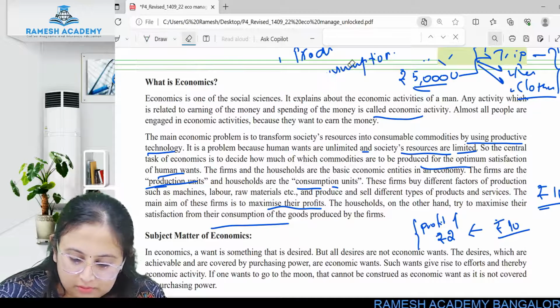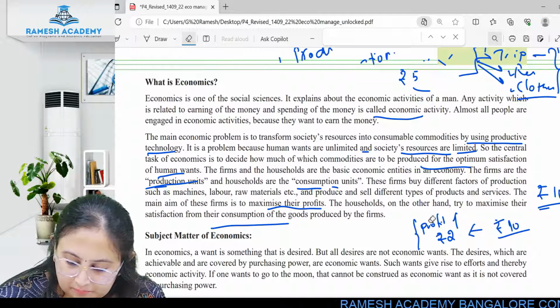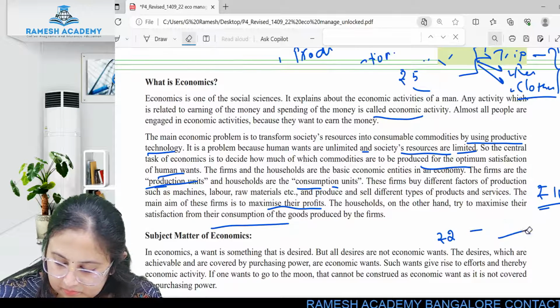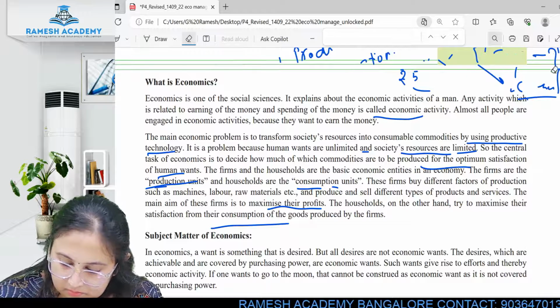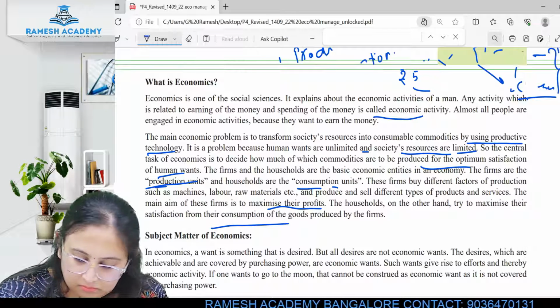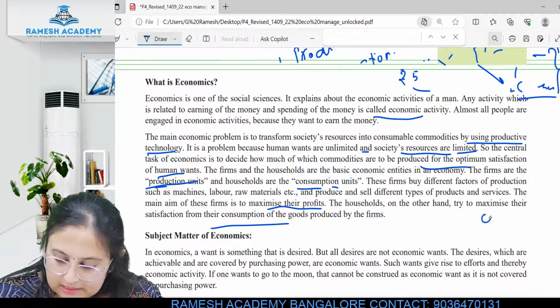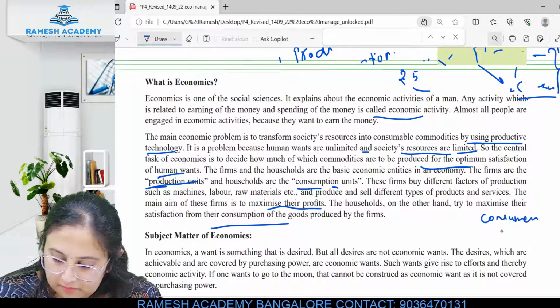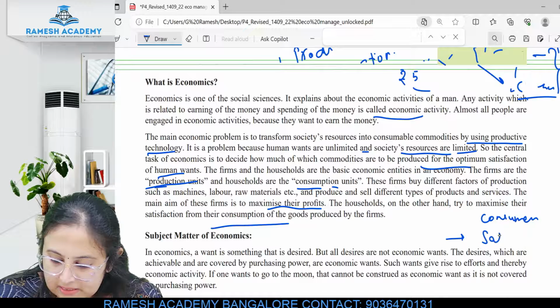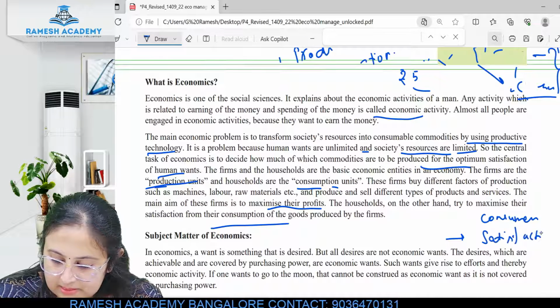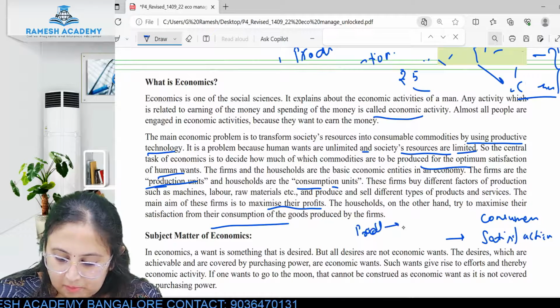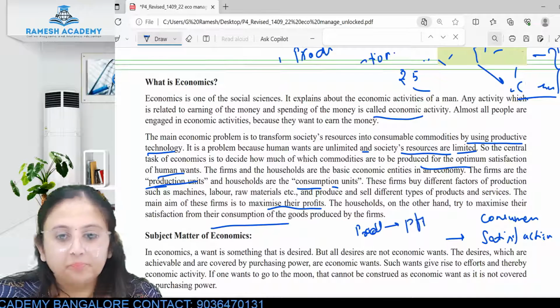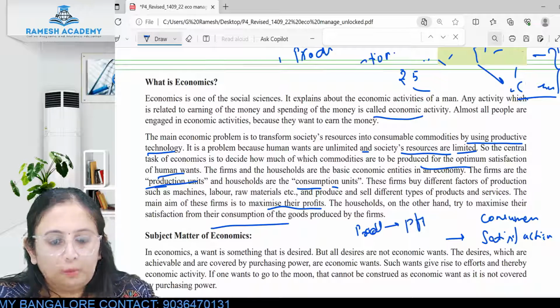So what you have to understand here is, as consumers, we are thinking about maximizing our satisfaction. Then as producers, they are thinking about maximizing their profits. So these are the 2 points of view.